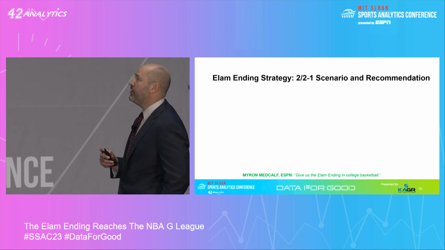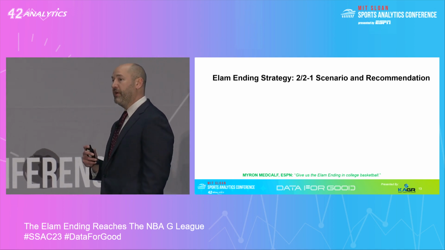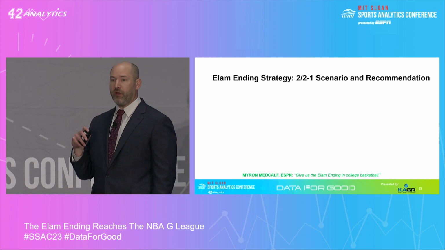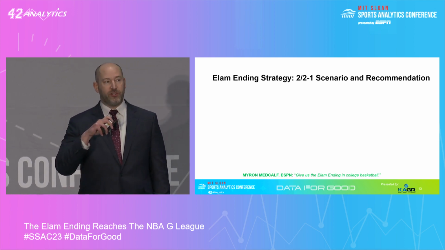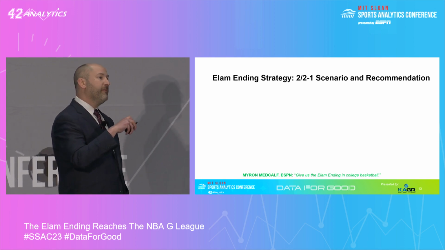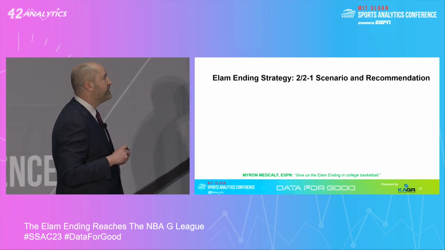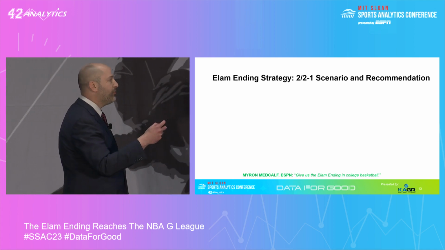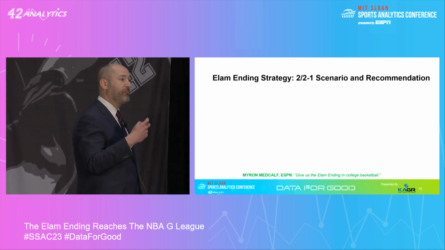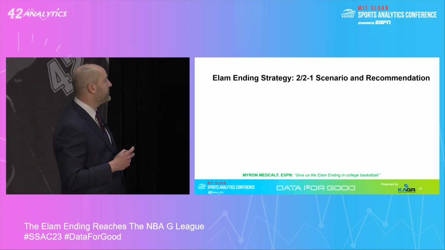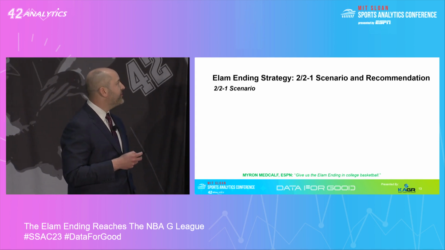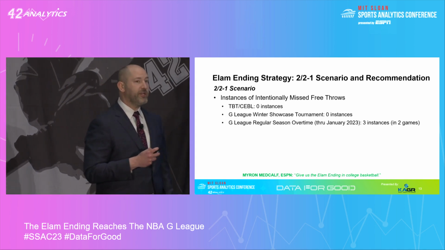Another scenario is what I would call the 2-2-1 scenario. This is not seen as often, but this would be where the offense is at the free throw line. They're exactly 2 points from the target score, but they only have one free throw left to attempt. Their opponent is 1 or 2 points away from the target score. And the question is, well, should you intentionally miss that free throw to try to prolong what could be a game-winning possession? It's actually been surprising to me that in all the years of TBT and CEBL, we haven't seen any teams try this.